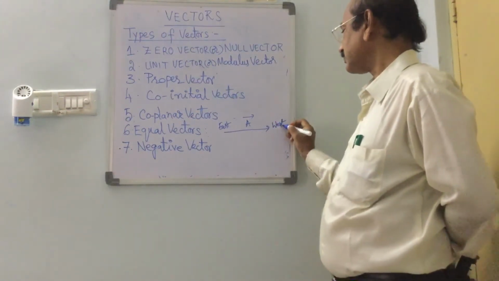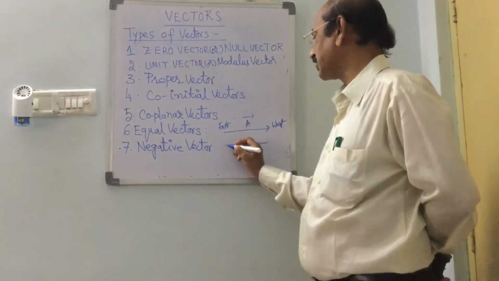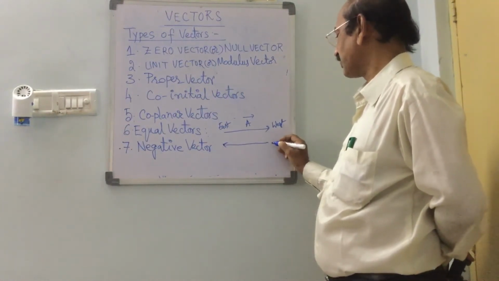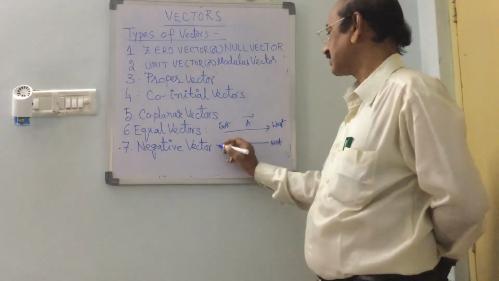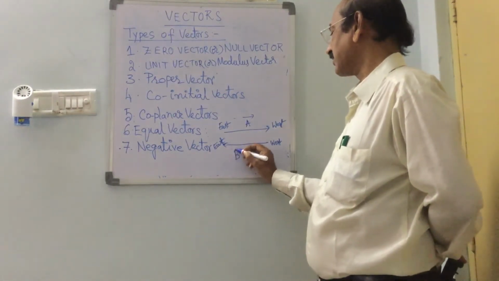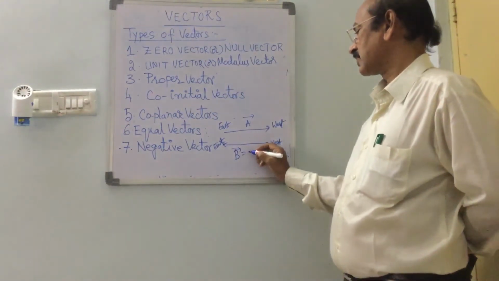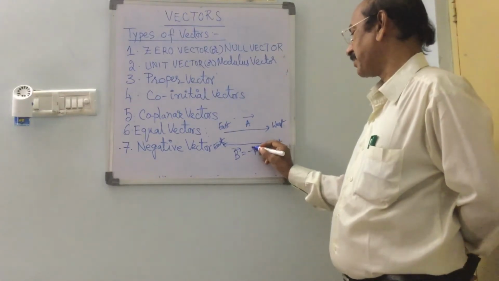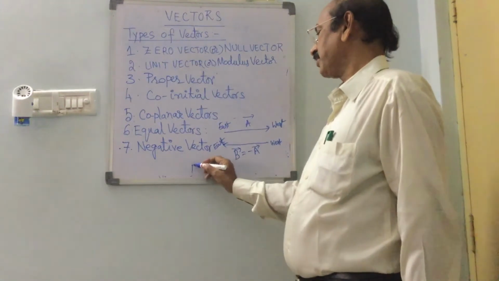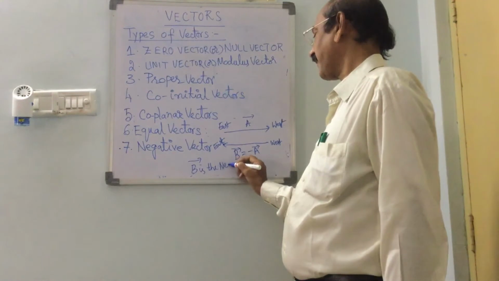Now we consider another vector having the same magnitude but directed in the opposite sense, from west to east, having same length. Then this b bar is called a negative vector of a bar. It is equal to minus a bar. So here b bar is the negative vector of a bar.